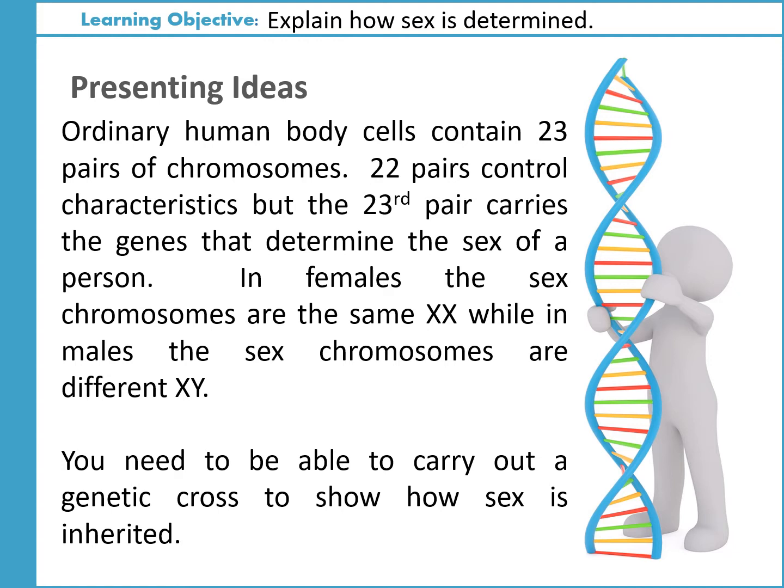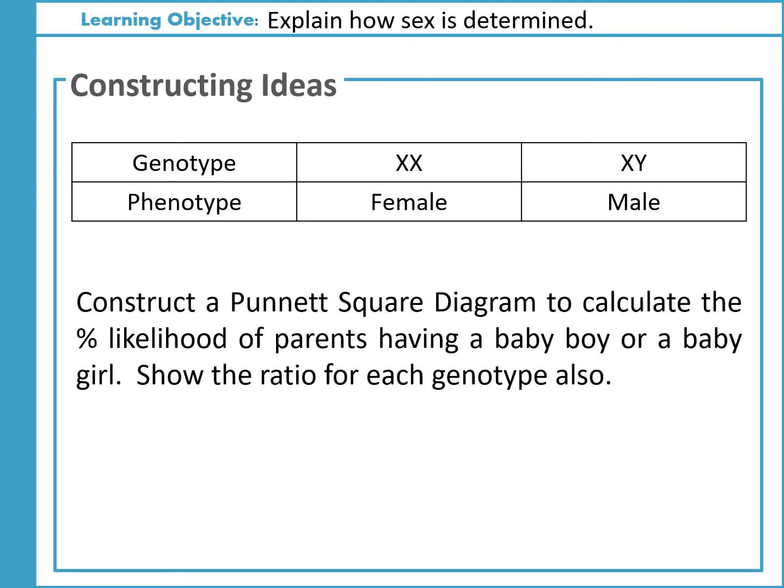Okay, so in order to work out genetic crosses for male and female, we are going to use Punnett squares. So let's have a look at this next one. We're going to make a Punnett square now to determine the sex of the children of a couple that are XX and XY genotypes, the female being XX and the male being XY. So pause the slides and just have a quick go at that. Shouldn't take you more than a couple of minutes.